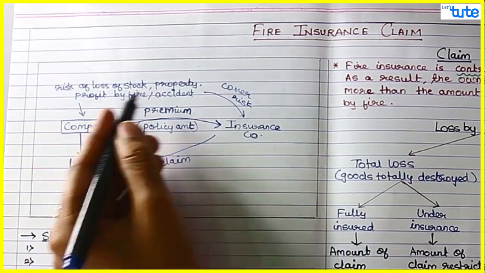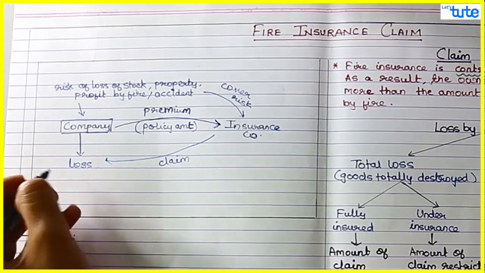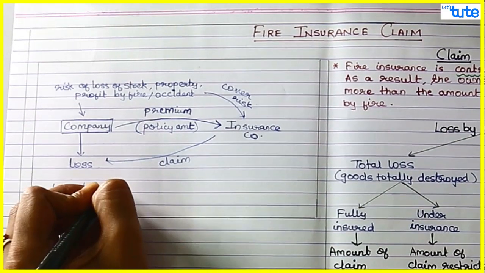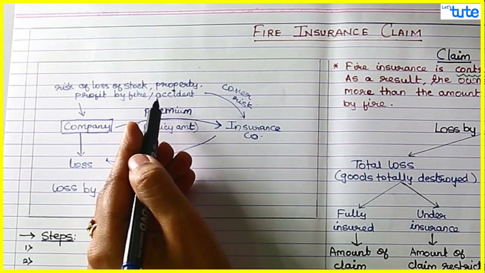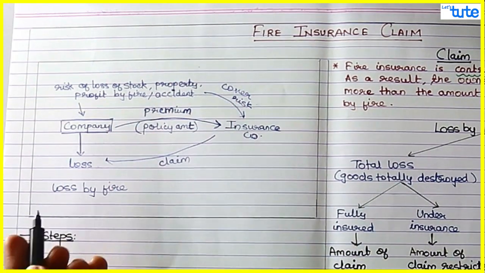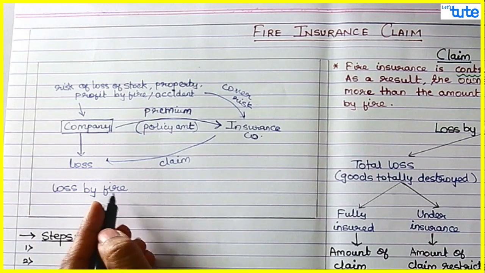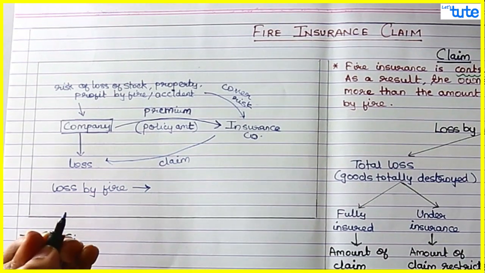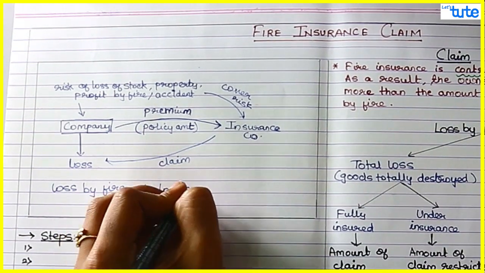Now in this chapter, we are just going to cover loss by fire. So we are not going to cover other losses like loss by accident or loss by theft or natural calamities, nothing. We are just going to cover loss by fire, and in that also particularly we are going to cover loss of stock.